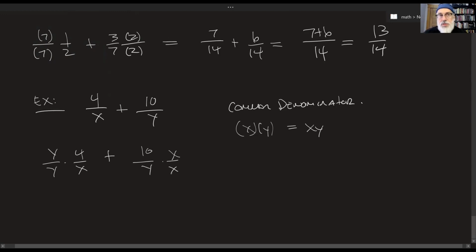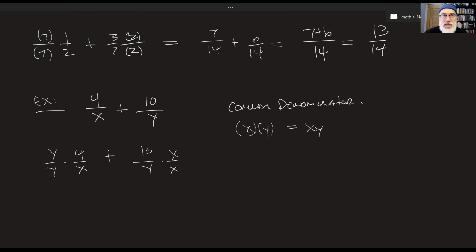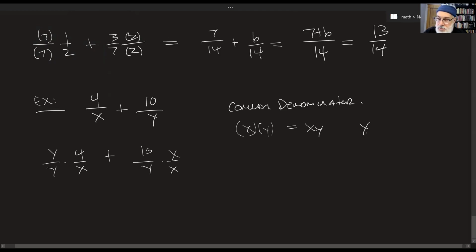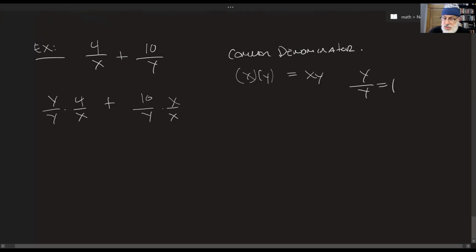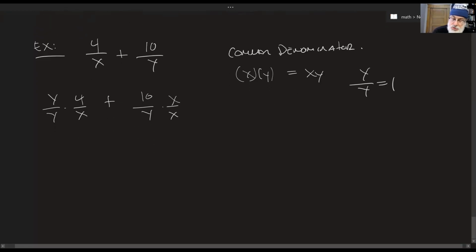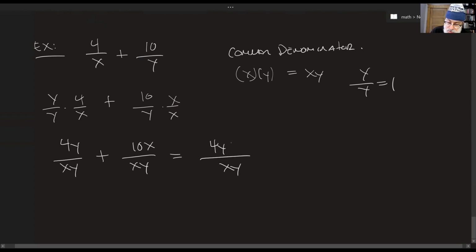A legitimate question is, how can we multiply by these y's and x's? Doesn't that change it? Well, remember that y divided by y is 1. And multiplying anything by 1 just leaves itself. This is identity, right? This is from, I think, lecture 1 or 2. Everything has identity. So this becomes 4y divided by xy. y times x is the same as x times y by commutativity. This is 10x over xy.